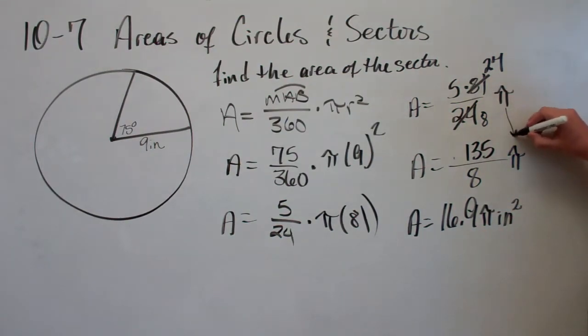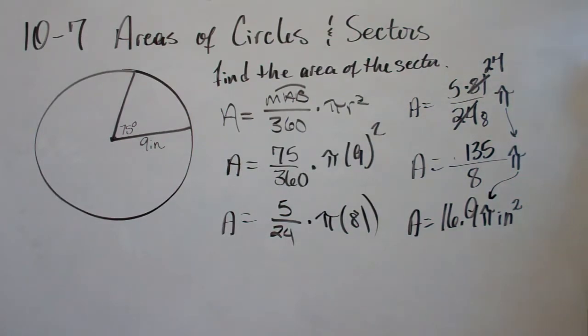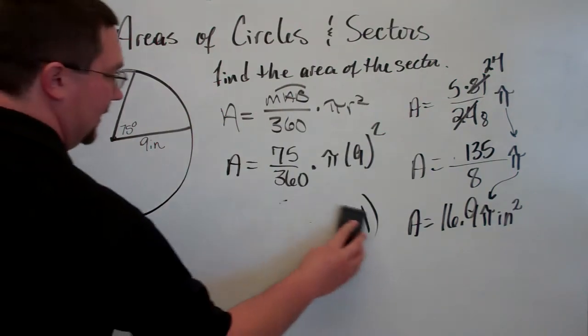But remember, when it says leave your answer in terms of pi, pi just kind of comes along for the ride. You don't actually do anything with it, but keep up with it. So you just bring it down, bring it for the ride. Now, if it said round your answers to the nearest tenth, all you do is 16.9, hit the pi key on the calculator, hit enter, it'll do the conversion for you. Alright, so this is pretty simple. Let's move on to finding the area of a segment.